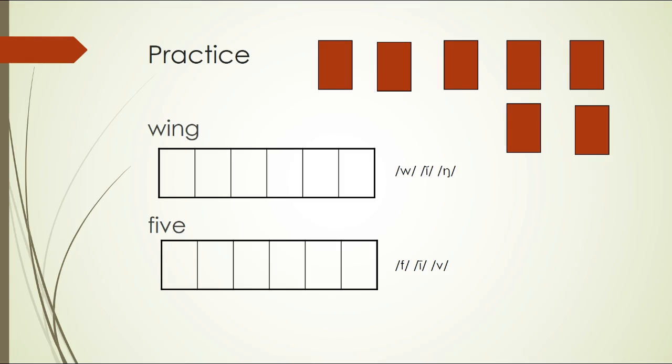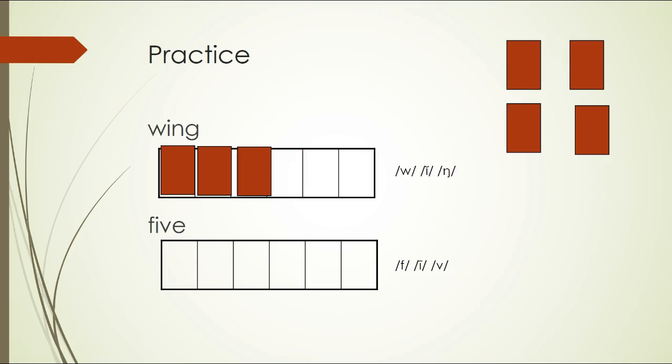So if we have the word wing, how many phonemes are in the word wing? Or what sounds do you hear? I've also written the sounds out for you with slashes. This is how we represent sounds, remember, not letters. That's sounds. So we have w, i, ng, wing. So we have 3 phonemes. It's a W, an I, and NG is our last phoneme.